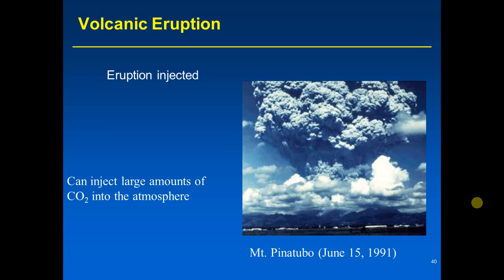And when Pinatubo erupted, it injected a lot of different chemicals into the atmosphere. It injected 17 megatons of sulfur dioxide into the atmosphere. By the way, sulfur dioxide is very interesting because it's a gas, but when it's released into the atmosphere by a volcano, it tends to form sulfate aerosols.